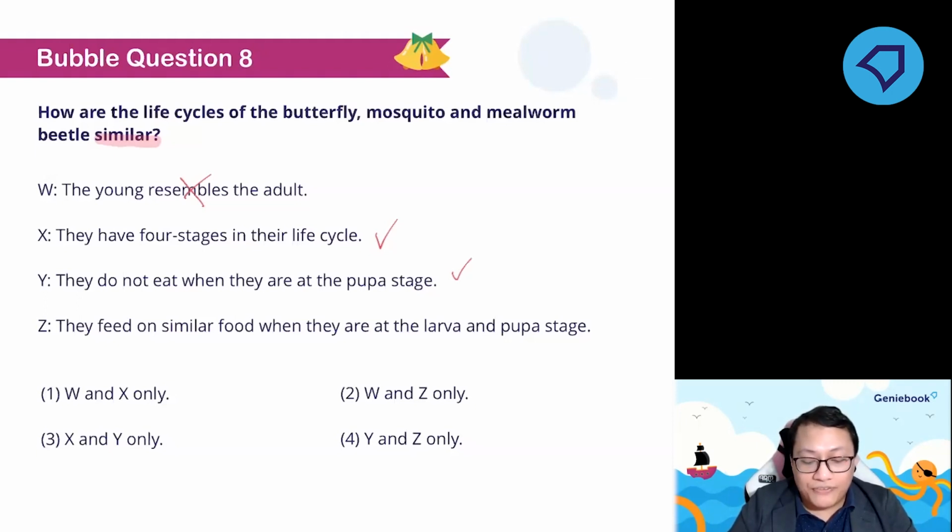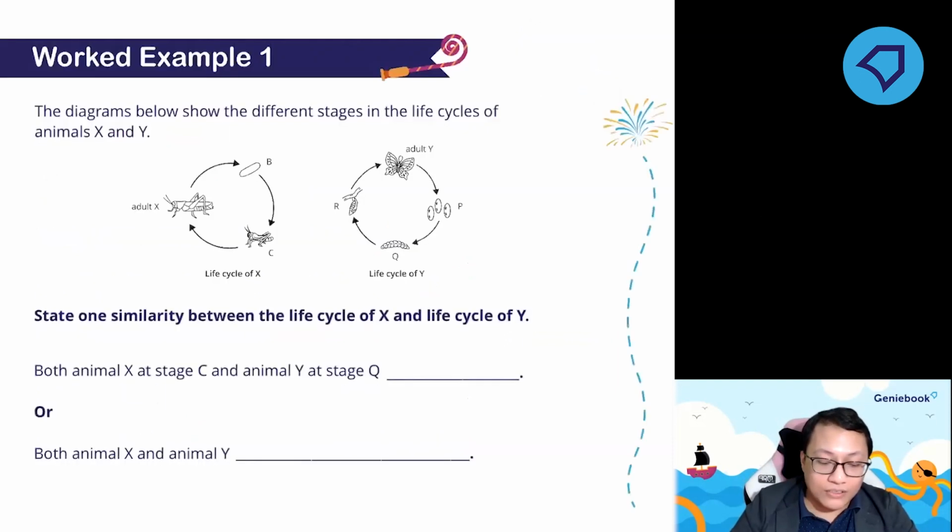They feed on similar food when they are at larva and pupal stage. Is it true or false? No. I mean, they eat different food. Yeah. So this one is incorrect. So it is X and Y only. Okay. So moving on to this work example.